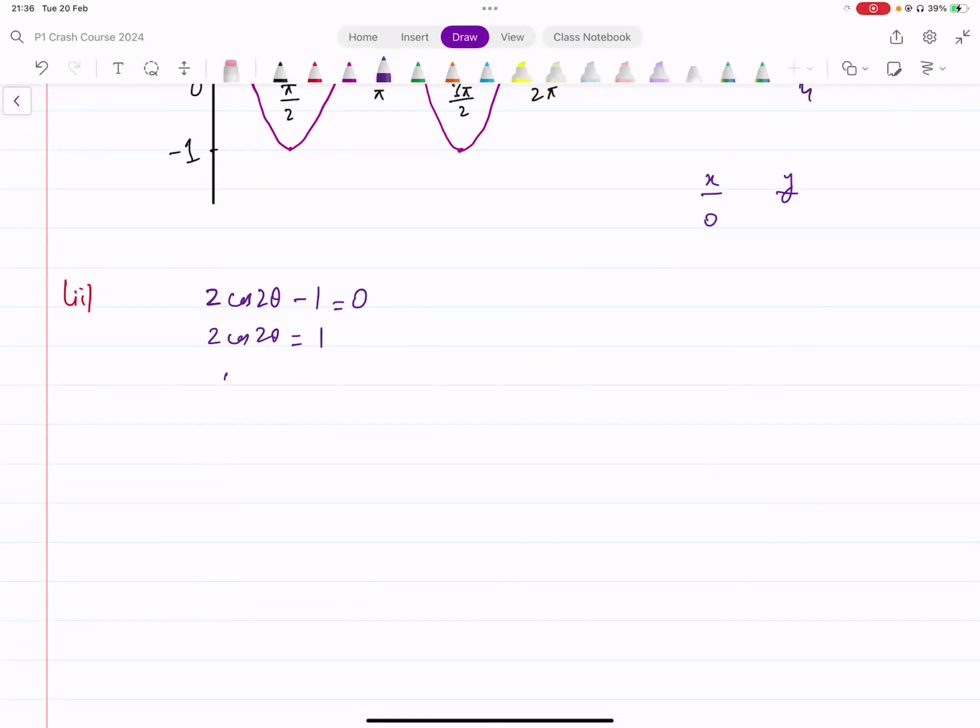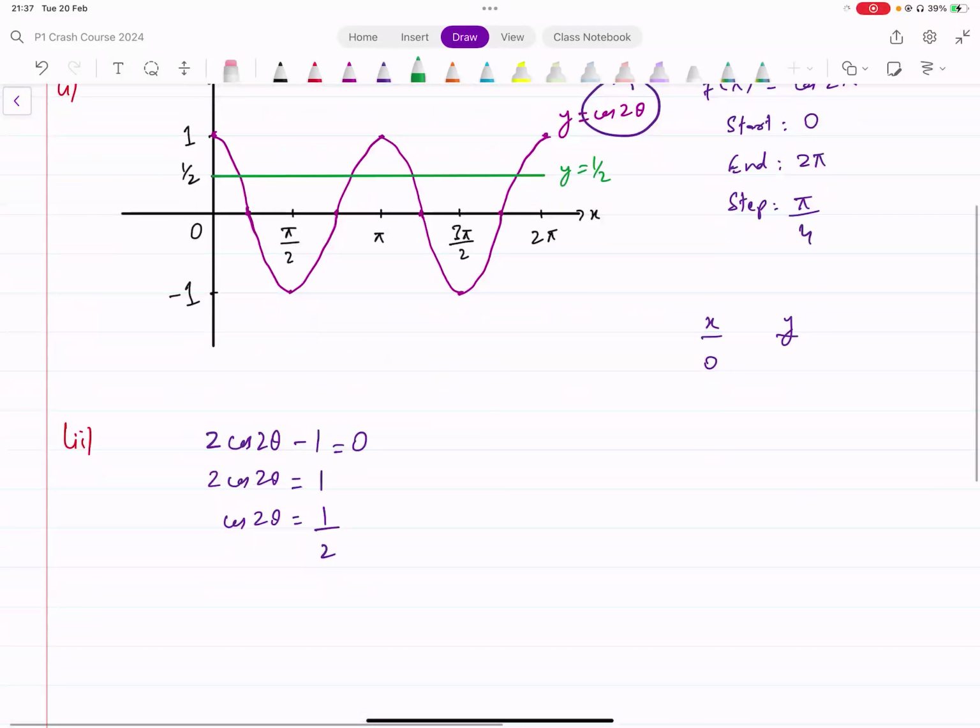Take 1 to the right side and then take 2 to the right side as well. It becomes cos 2 theta equals 1 over 2. And if you think about it, these are exactly the two graphs that you've drawn in the first part. You have drawn y equals cos 2 theta, and you have drawn y equals 1 over 2. These are the two graphs that you have sketched in the first part.